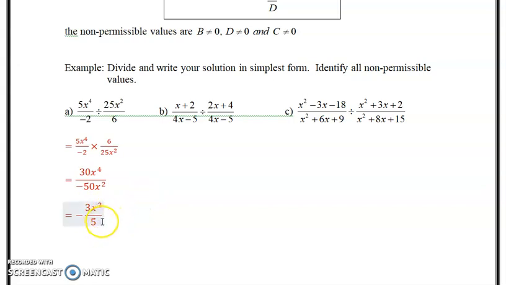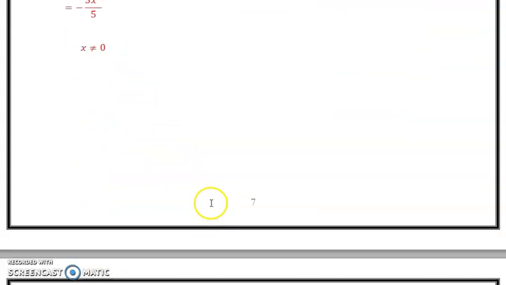-3x squared over 5. And remember, the non-permissible value comes from this denominator, which is nothing, and also the numerator of what you were dividing by. So obviously x cannot be equal to 0. Okay? So x cannot equal 0. Bring that over to the left margin. I don't have a lot of room up here like I usually do, so I'm just going to put it at the bottom. And again, that's up to yourself.